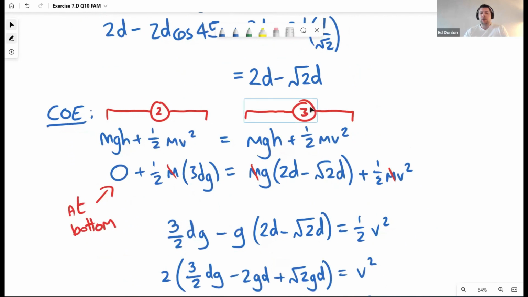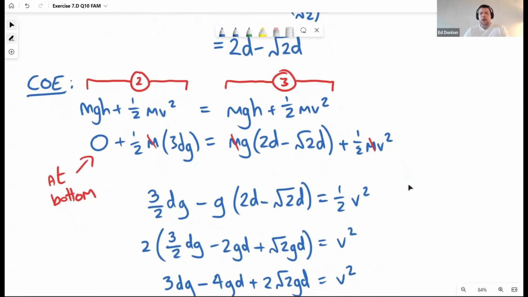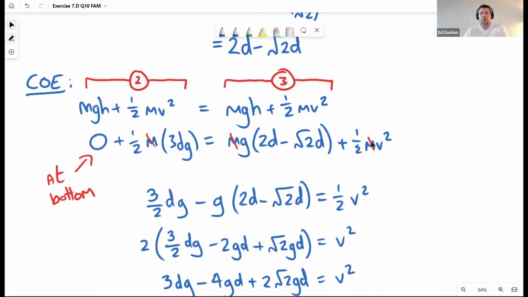And on our right-hand side at position 3, well, our height, that's what we just found up here, 2d minus root 2 d. And then our velocity squared, well, we don't know what the velocity squared is. That's what we're trying to find. M's cancel out straight away. We have M's in every term. And we're pretty much at our answer here when we get to this line. We just have to do a bit of messing around to get to our answer.